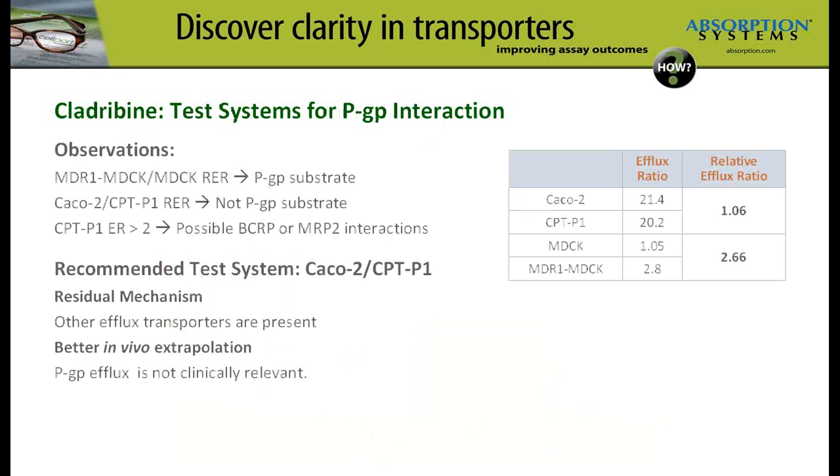Cladribine is also a clinically used compound. Initially, in the MDR1-MDCK cell systems, cladribine appears to be a PGP substrate, but in the Caco2 over CPT-P1 cells, the efflux ratio of cladribine is close to 1. CPT-P1 cells are cells with a reduced expression level of human PGP.